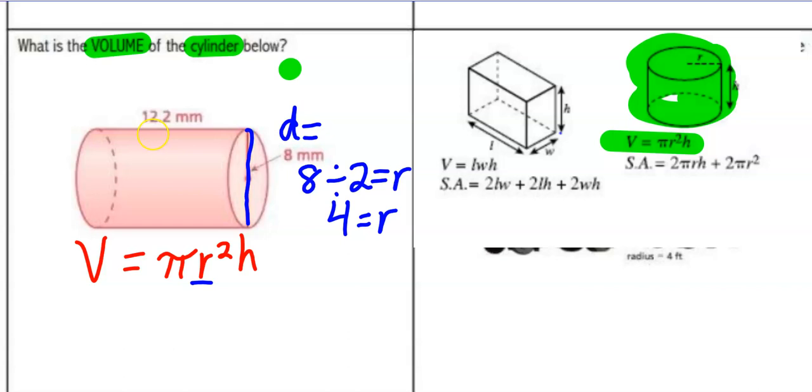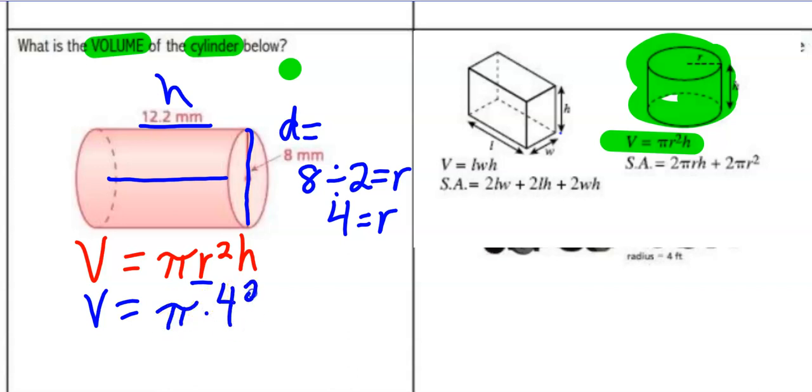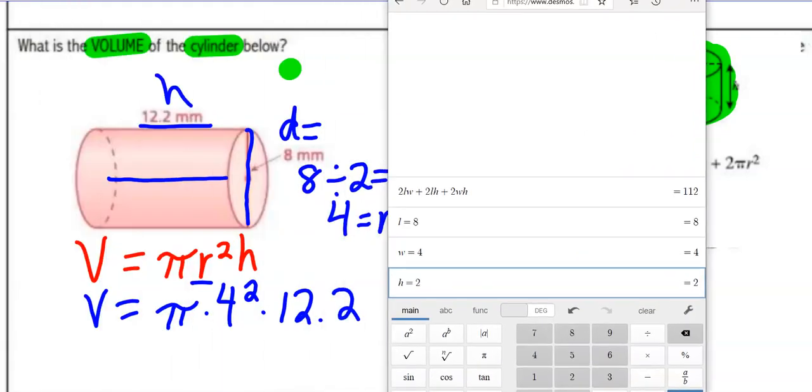Over here, even though it's on its side, the height is going to connect the two bases. You can just imagine if this was positioned with the circular base on the ground, but it's just turned to the side. So now I'm just going to plug in my numbers. Volume equals pi times 4 squared times 12.2. This is an example of me plugging it in, but you can also just put the formula into your Desmos, and then tell it what R and H are. We're going to try this one a little differently, so you can see that there are different ways.